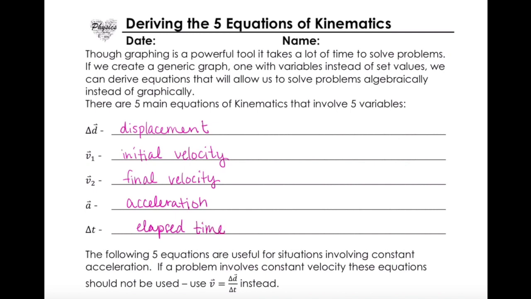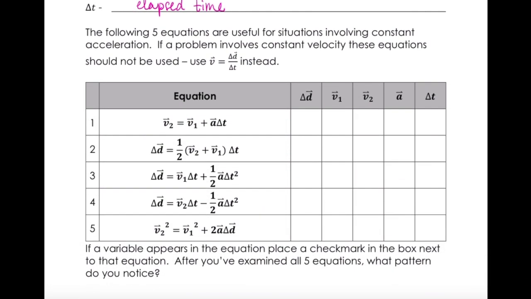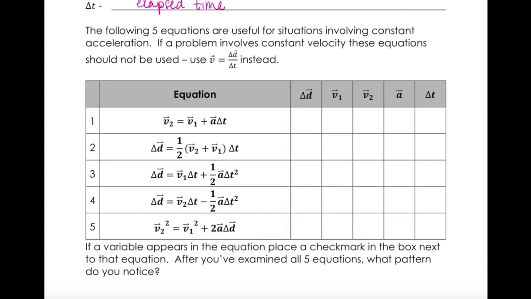Okay, so the following 5 equations are useful for situations involving constant acceleration. If a problem involves constant velocity, these equations should not be used, and you would use this instead. Okay, so that's if our velocity is constant. Okay, so for each of these problems, we're going to look at what is given to us.